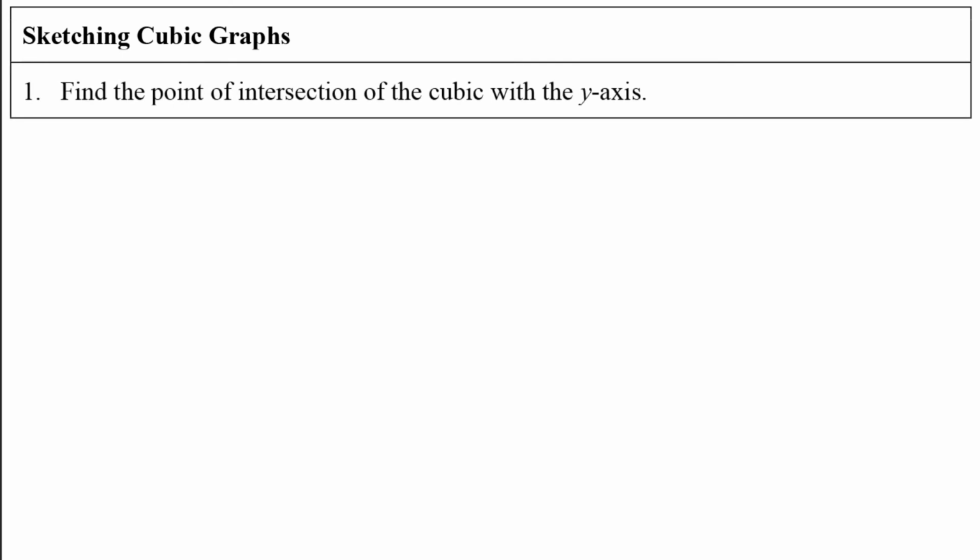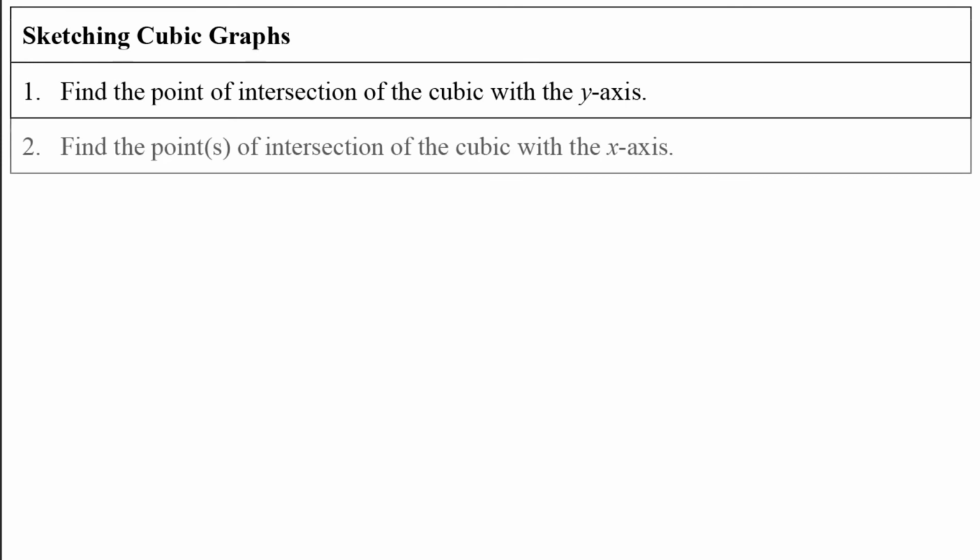So let's sum up with our general method for sketching cubic graphs. First, we find the point of intersection of the cubic with the y-axis. Then we find the point or points of intersection of the cubic with the x-axis. And unlike the case of parabolas, there always will be a point of intersection of a cubic with the x-axis if the curve either begins from the bottom left and ends on the top right, or starts at the top left and ends at the bottom right. It must cut through the x-axis during that journey at some point.